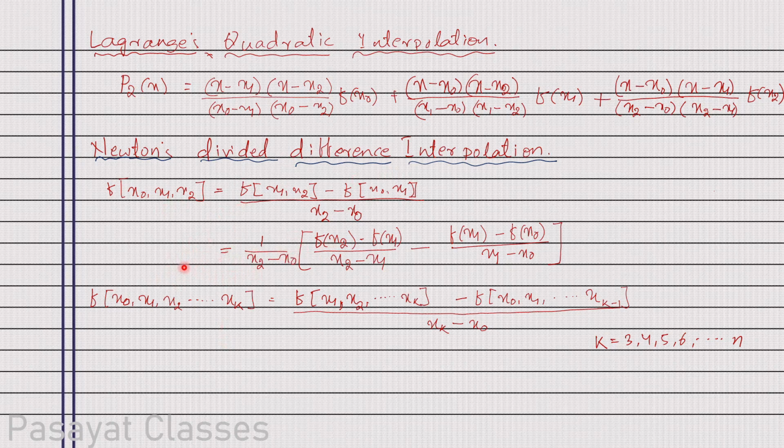Clear? And this one is the kth divided difference, f[x0, x1, x2, ..., xk]. This gives f[x1, x2, ..., xk] minus f[x0, x1, ..., xk-1] divided by (xk minus x0). And here the value of k lies between 3, 4, 5, 6 and so on, because here I wrote x0, x1, x2 and the next term is x3, and similarly 4, 5, 6 and so on up to n. Clear? This gives the Newton divided difference interpolation formula.